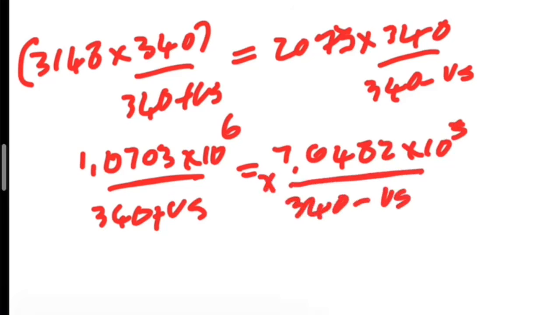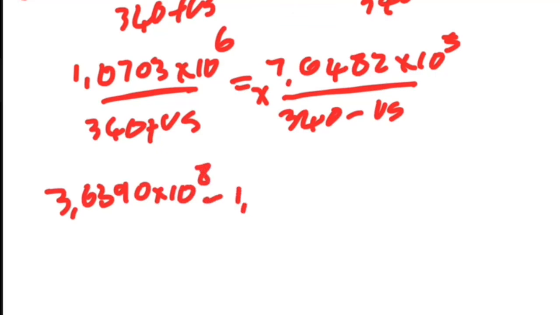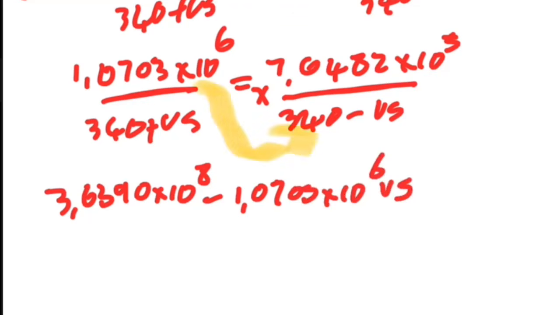Again, we need to cross multiply. So we have 1.0703 times 10 to the power 6 multiplied by 340. I'm getting 3.6390 times 10 to the power 8 minus 1.0703 times 10 to the power 6 Vs. I just multiplied this with this. Right, now I need to multiply this with this.